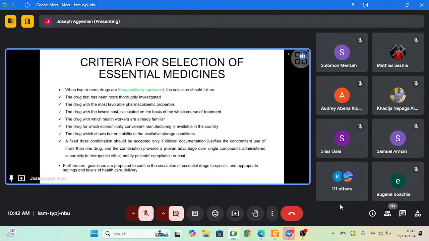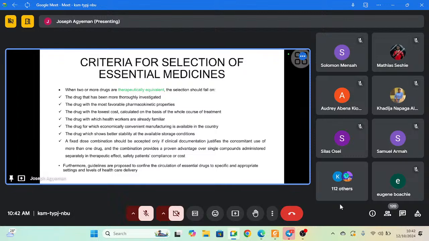If it's not going to improve efficacy, you better choose the two separately into the list. This is what they are trying to tell you. In addition, for safety issues and the idea to promote rational use of medicines, medicines are confined when it comes to circulation of medicines according to level of care, as we've already discussed.